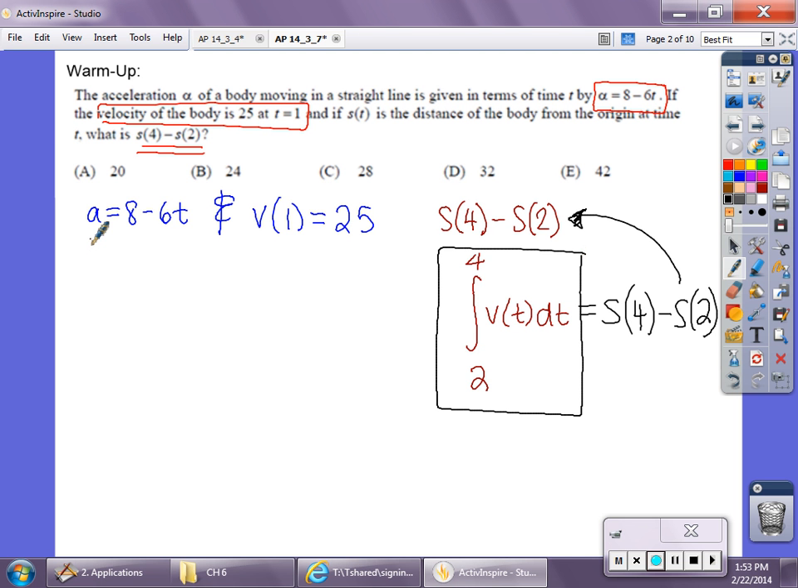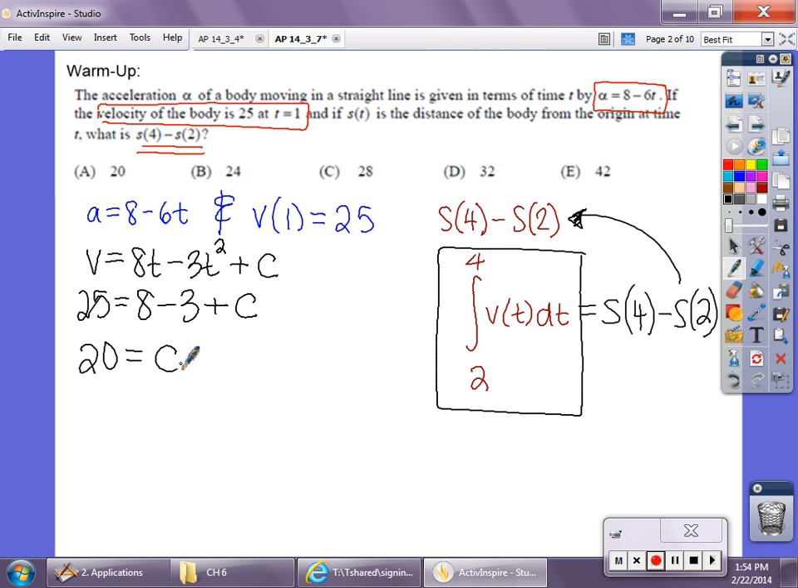So I'm going to start off here with dA over dt is equal to, actually, I'm not going to even bother with notation for this because it's not in x's and y's and it may confuse you guys. So let's just start off with velocity is equal to 8t minus 3t squared plus c. The velocity at 1 is 25, so 25 is equal to 8 minus 3 plus c. So 20 is equal to c. So now that I know my c value, I know my velocity function is 8t minus 3t squared plus 20.